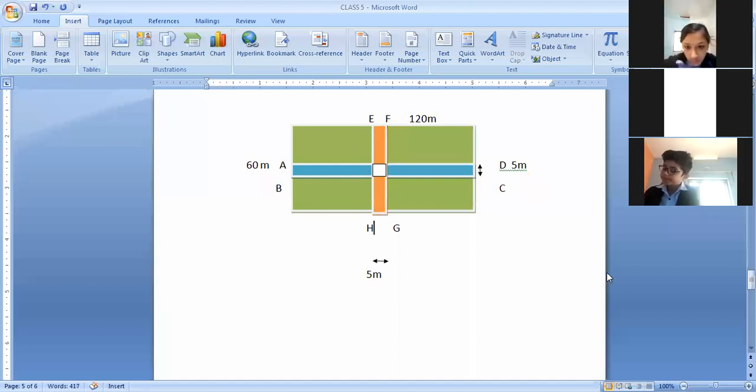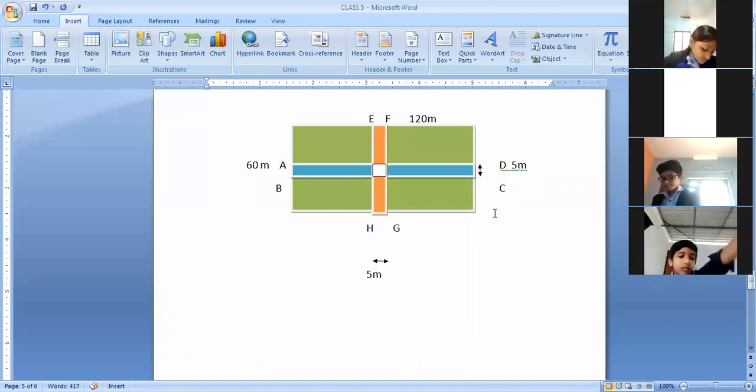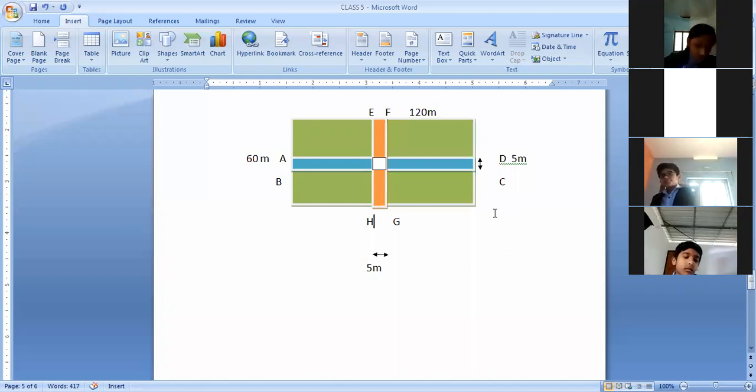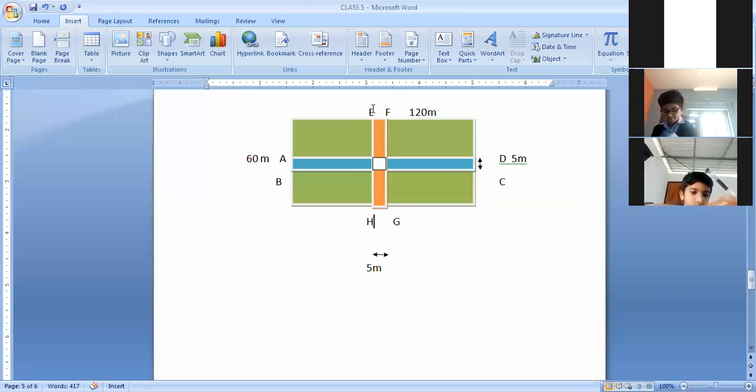Okay, this is the figure. You can see that, no? Now tell me, area of the pathways will be equal to the area of the rectangle ABCD and EFGH, right? Yes. Okay.